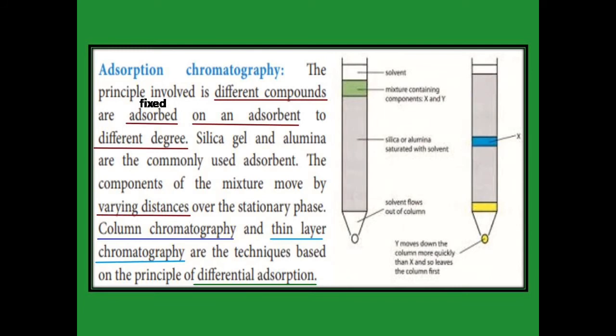Adsorption chromatography. What is the meaning of adsorption? Adsorption means it is fixed on the surface of a substance. That substance is called the adsorbent. Adsorption is just fixing on the surface, or sticking, like glue. Just see what happens with glue.